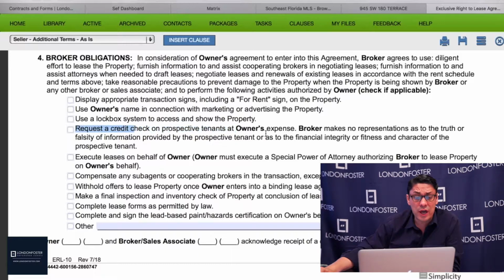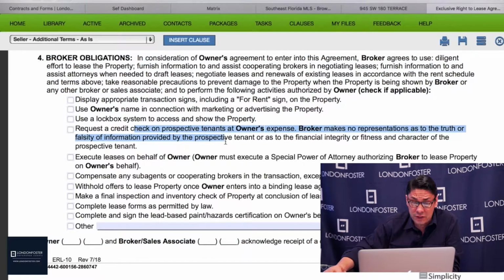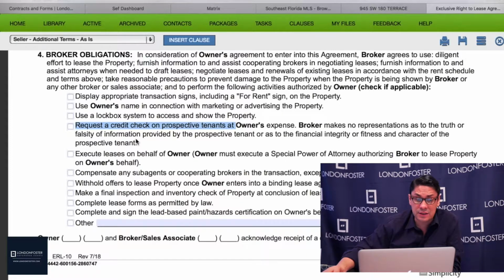Request a credit check on the prospective tenants at the owner's expense. Broker makes no responsibilities as to the truth or falsity of the information provided by the prospective tenant. This is when the owner is paying the credit check. Again, we just said previously that the tenant is going to be doing it, but if the owner is the one that's going to be requiring a separate credit check for this person, here you'd have to click it.